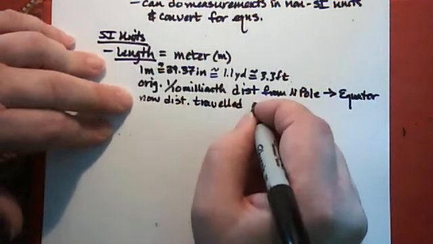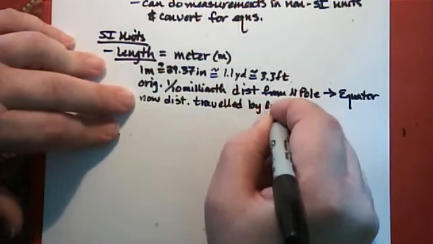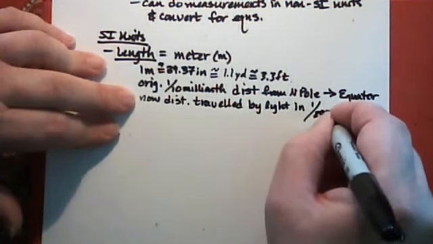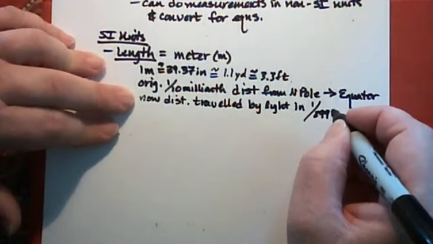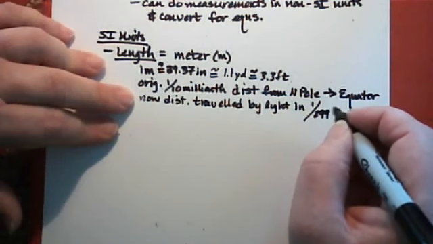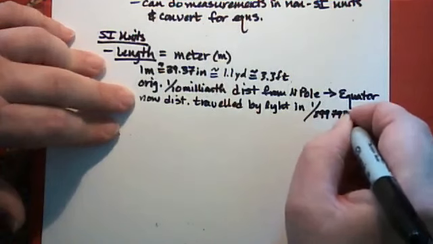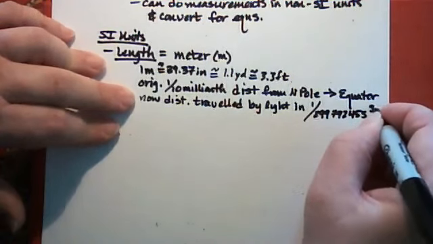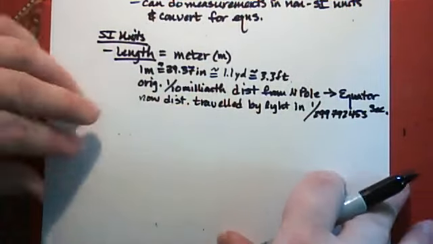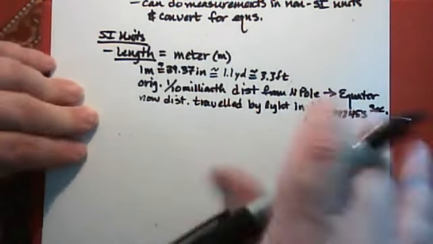Now it's actually defined by the speed of light. It's the distance traveled by light in 1/299,792,458 of a second. Okay, so that's a little harder to relate to, but it's more consistent and actually easier to measure, at least for scientists.